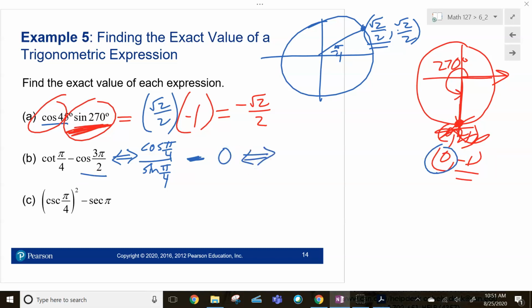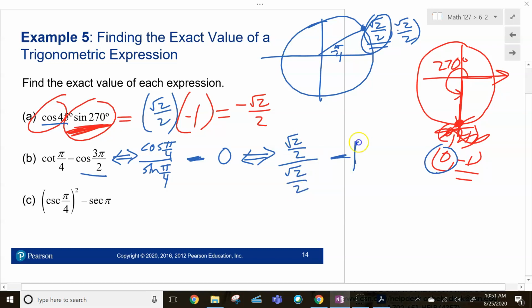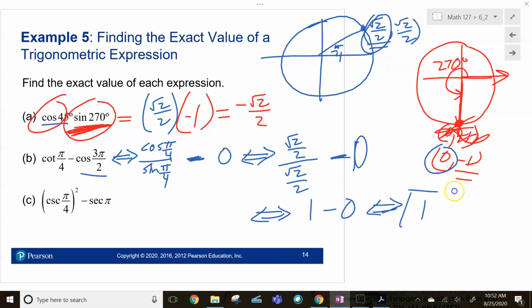So this becomes cosine of pi fourths. Cosine of pi fourths is root 2 over 2. Sine of pi fourths, root 2 over 2. So we got 1 there, minus 0. So 1 minus 0, which is just 1, to simplify that expression. All right, that's the last one here.